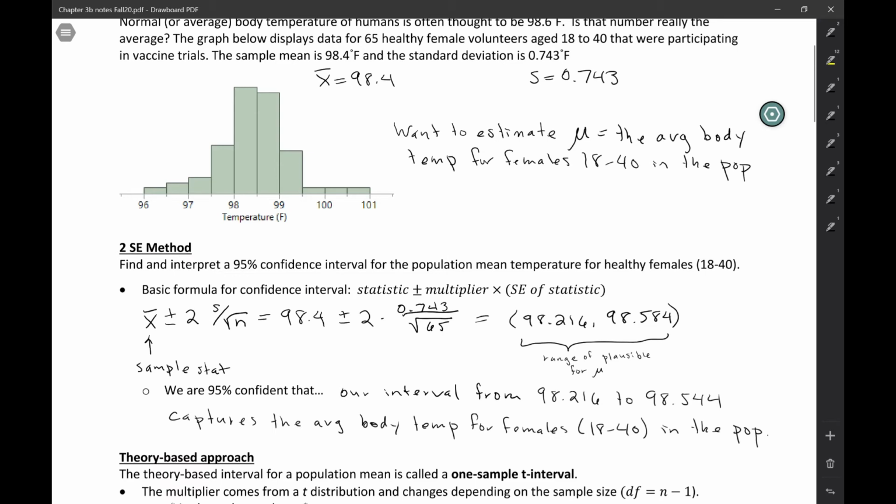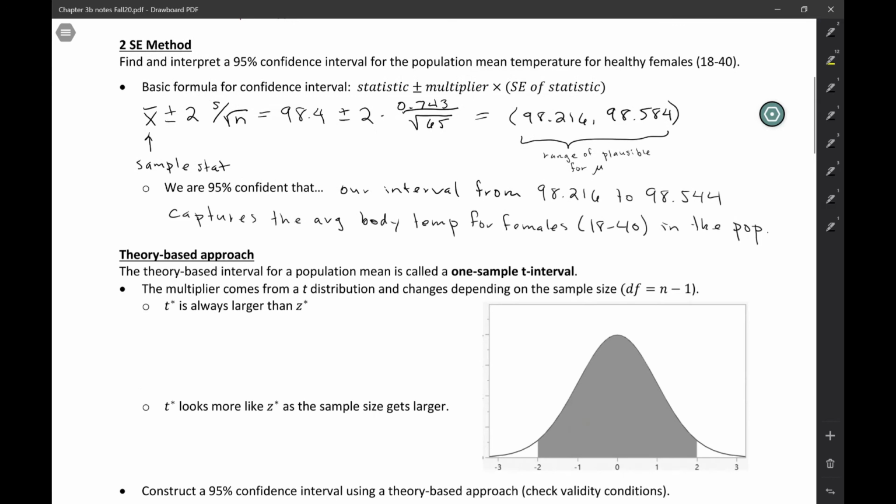Unfortunately, the margin of error cannot fix that problem. If your sample is not representative, then the margin of error isn't going to fix it for you. The margin of error only accounts for sampling variability, so this is only as valid as our sampling method. If we don't have a good representative sample, then our results aren't generalizable.